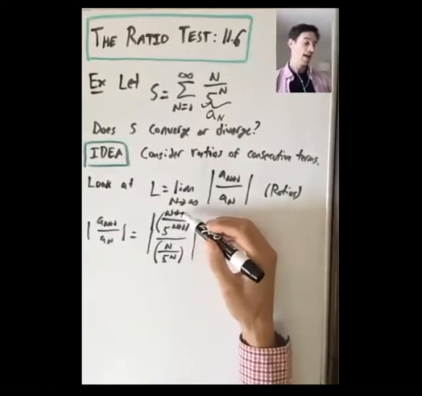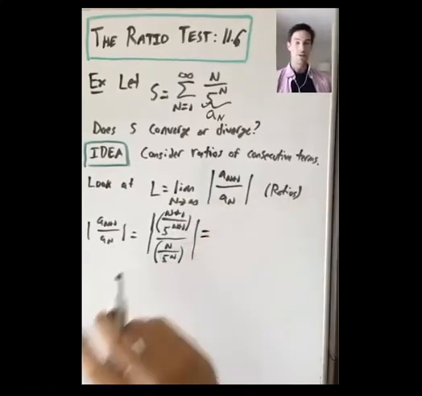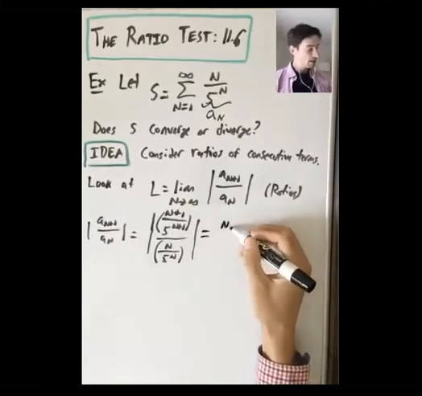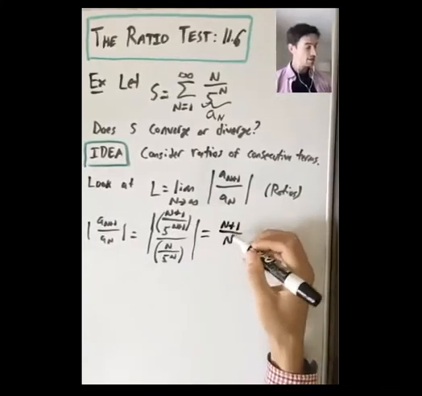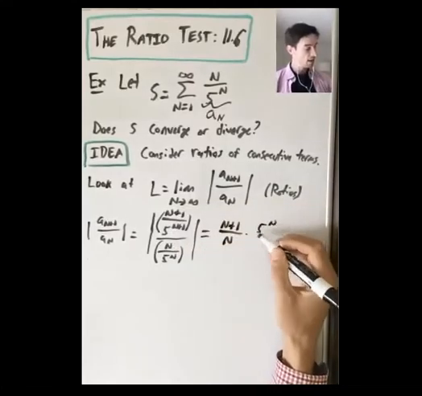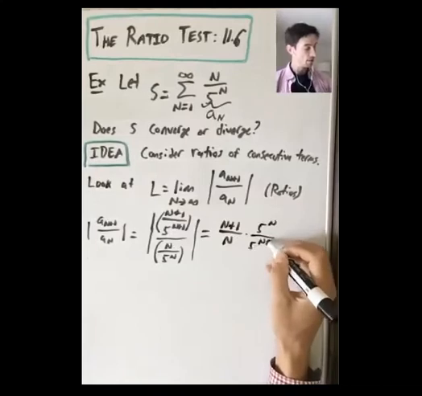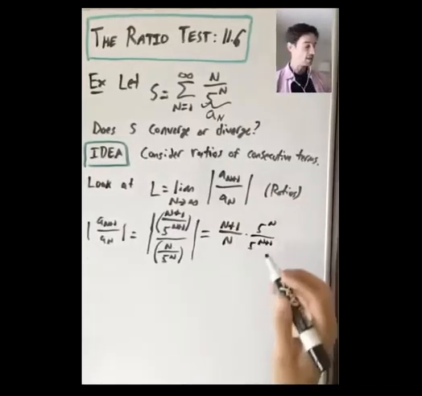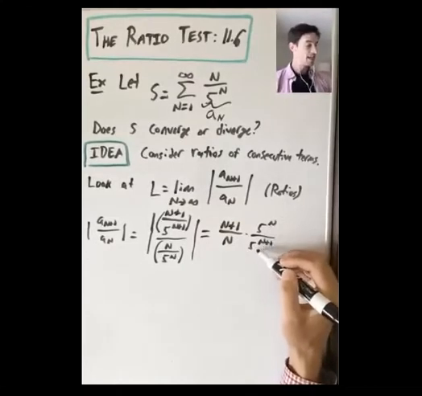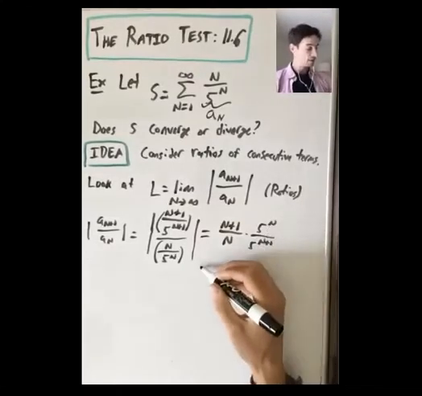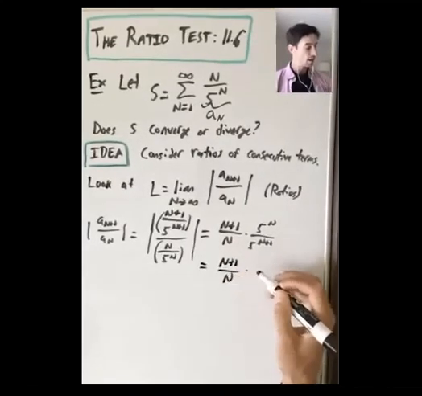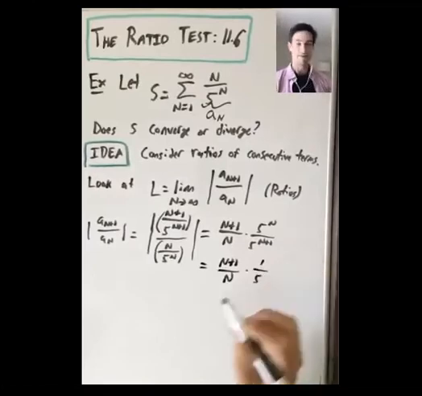If we have a over b divided by c over d, we just flip the fraction in the denominator, and what we get is that this ratio is n plus 1 divided by n times 5 to the n over 5 to the n plus 1. Why is this good? Because there's a huge amount of cancellation here. 5 to the n plus 1 is 5 to the n times 5. So this ratio is n plus 1 over n times 1 over 5.